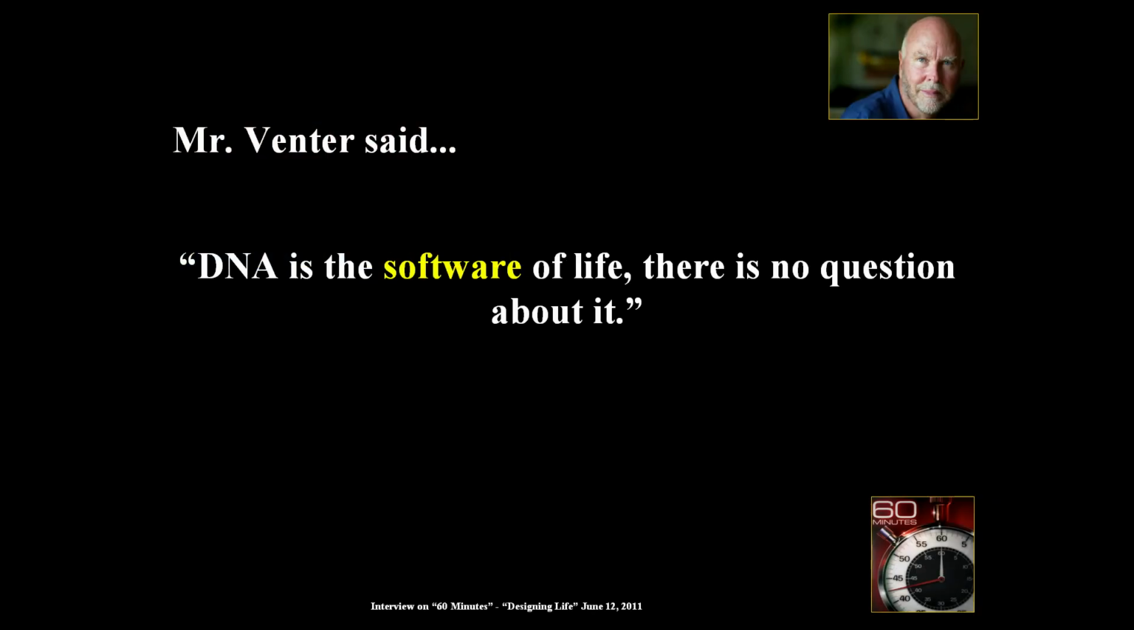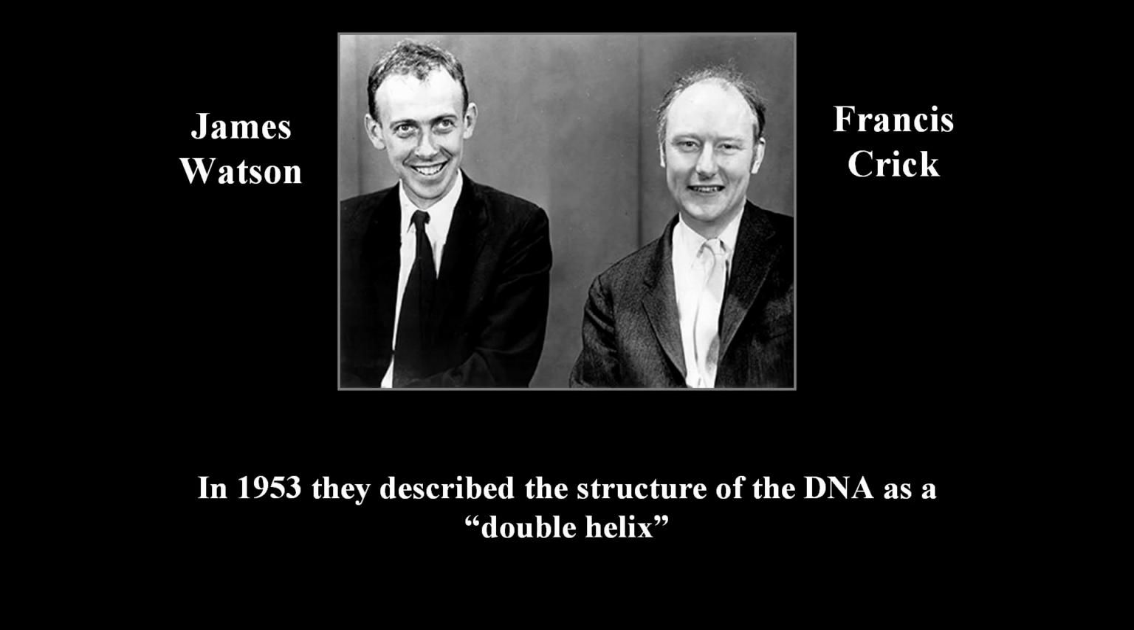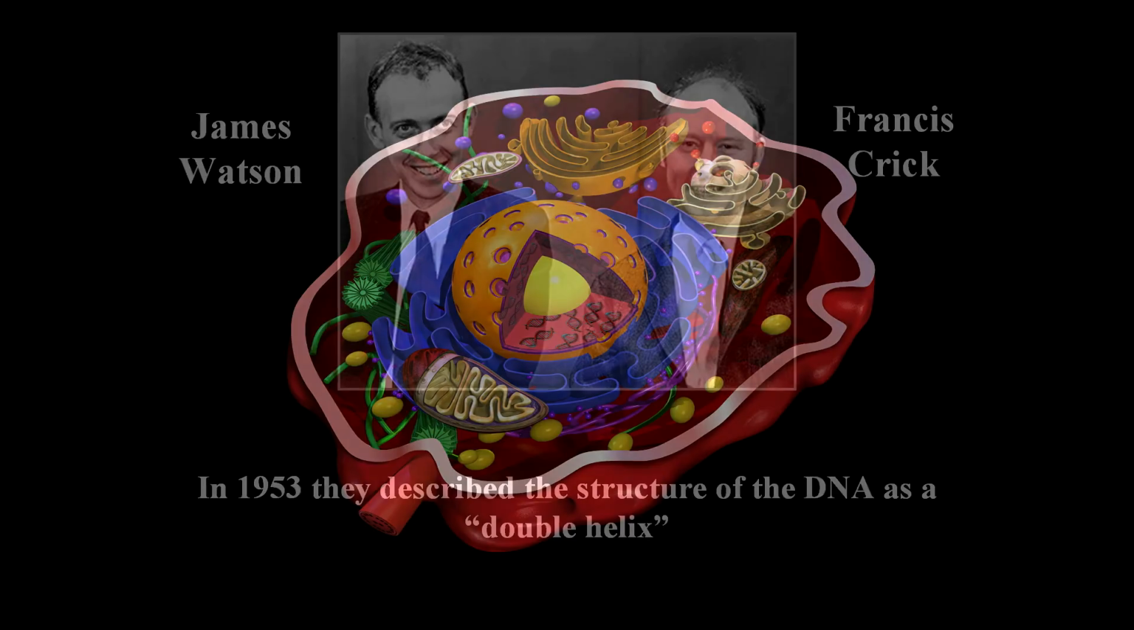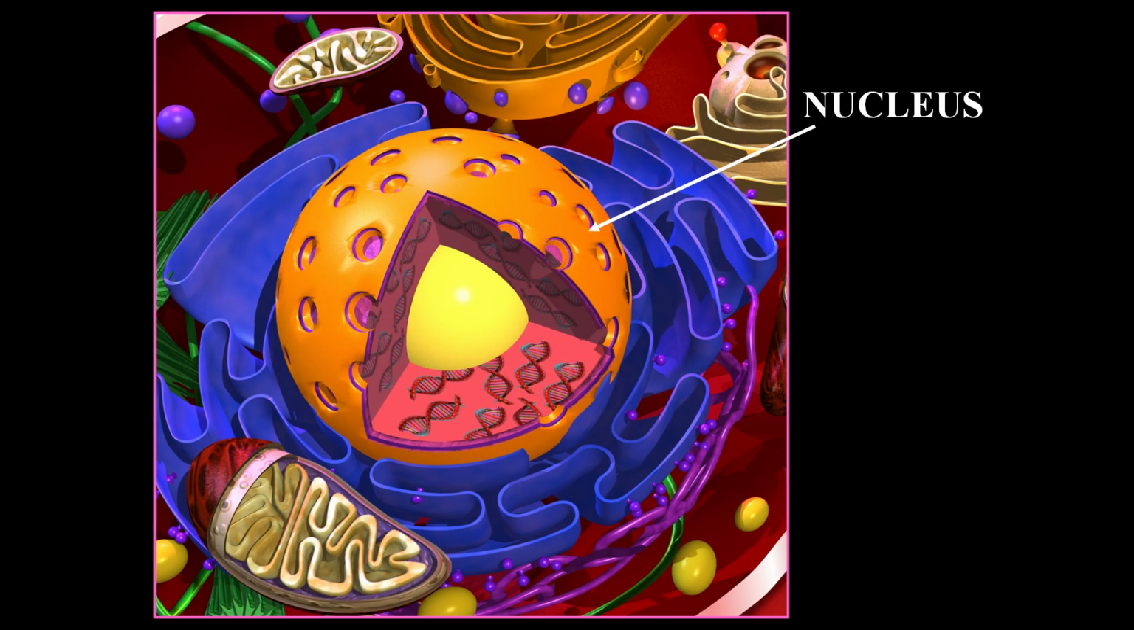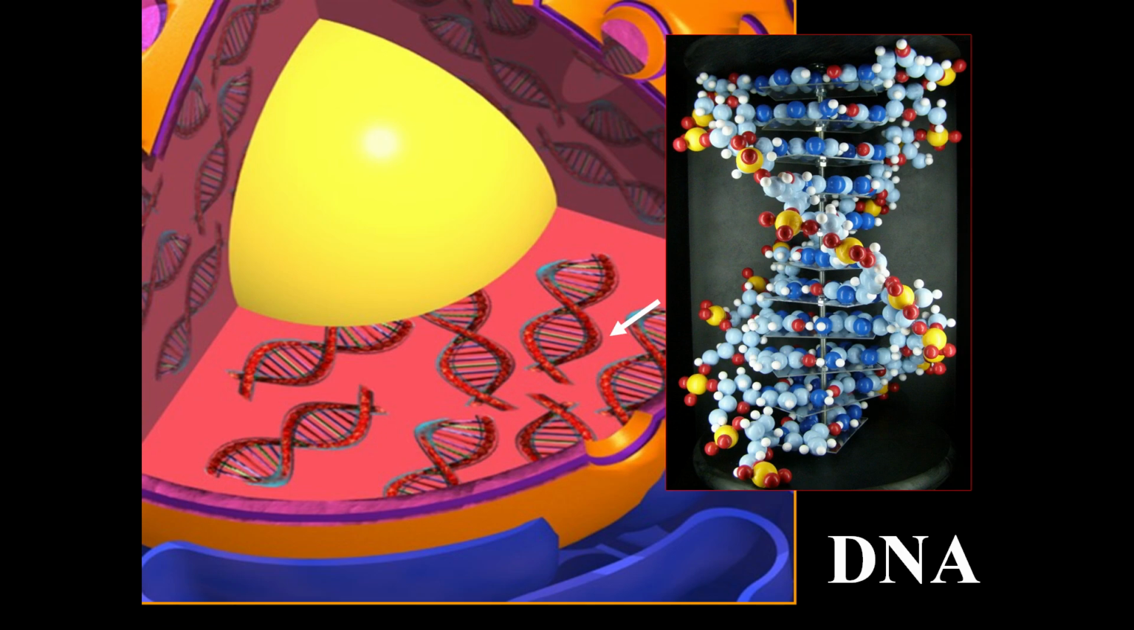He said, DNA is the software of life. That's what he says. It's the software of life. There is no question about it. That's what he says about DNA. Now, James Watson and Francis Crick in 1953 described the structure of the DNA as a double helix. So now you've got the cell here, and in the cell you've got the nucleus. Now inside the nucleus you've got the DNA.